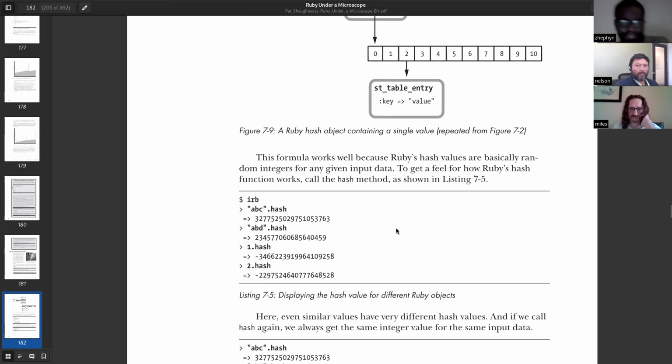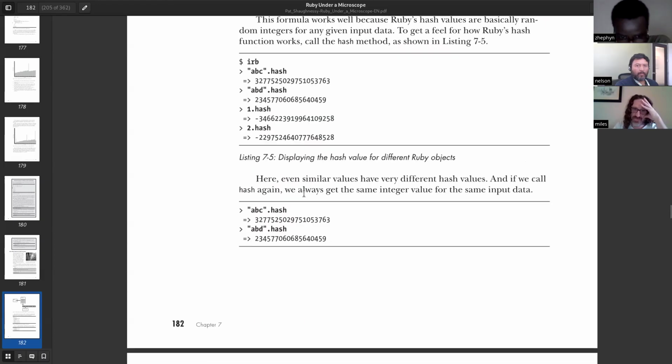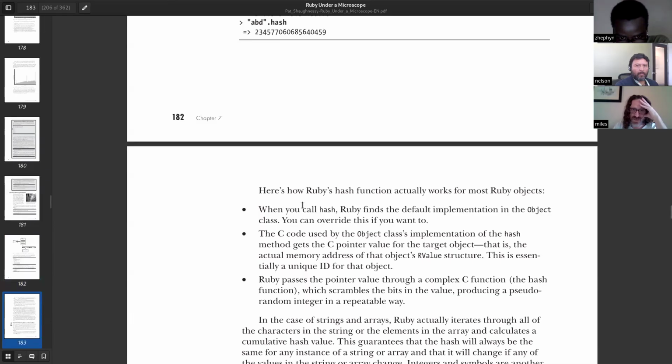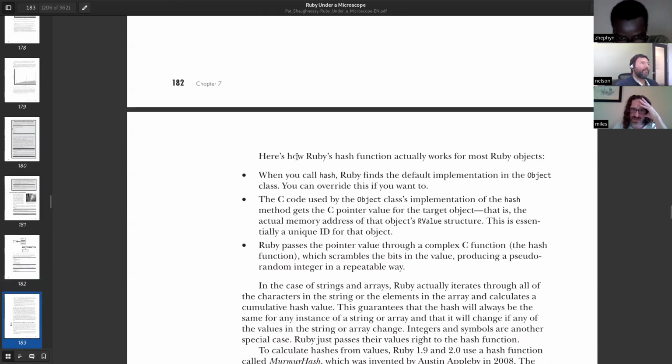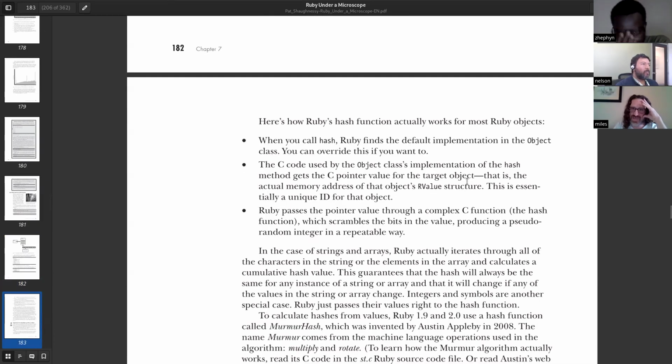So anyway, coming back over here, yeah, these are two different strings. And okay, so here's where he explains that the default behavior is to use object ID.